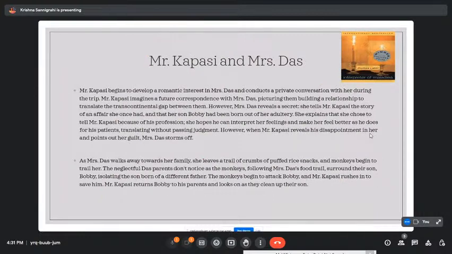Mr. Kapasi begins to develop a romantic interest in Mrs. Das and conducts a private conversation with her during the trip. So he is impressed by this beautiful lady, Mrs. Das, and he is conducting a private conversation with her. Mr. Kapasi imagines a future correspondence with Mrs. Das, picturing them building a relationship to translate the transcontinental gap between them.